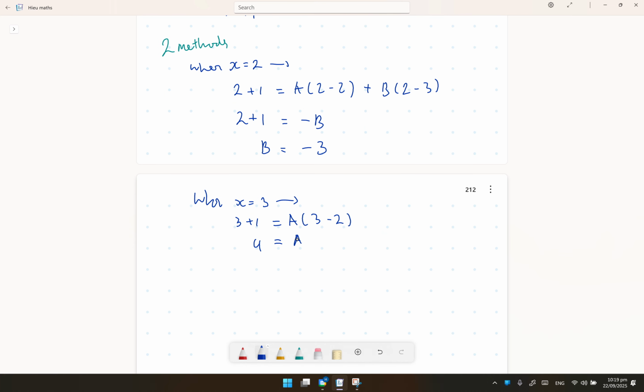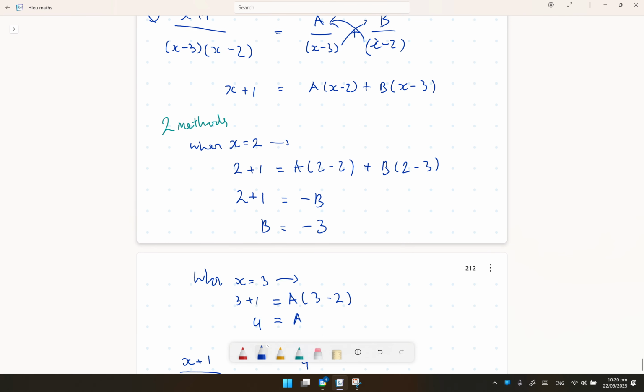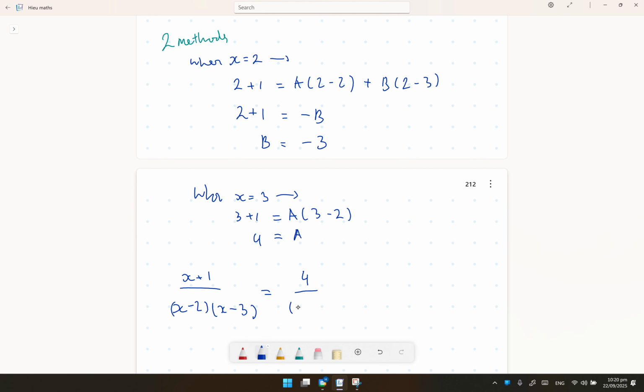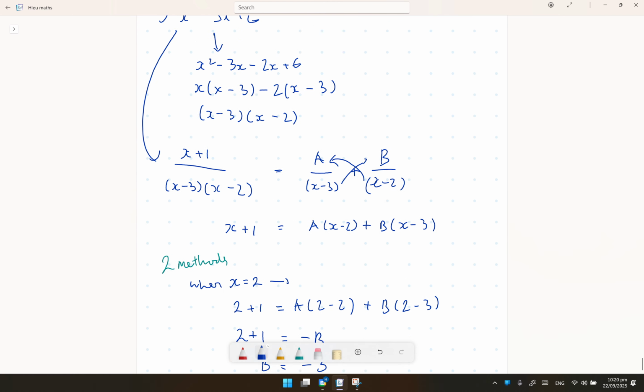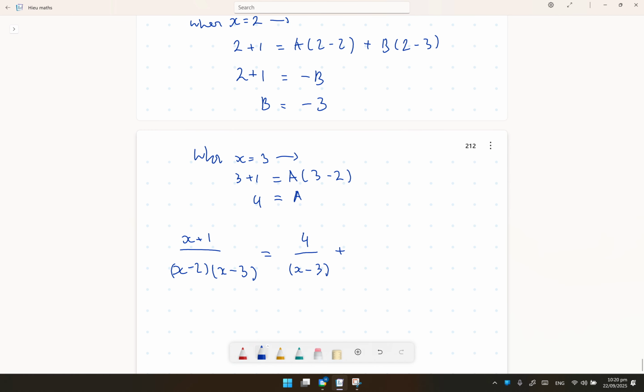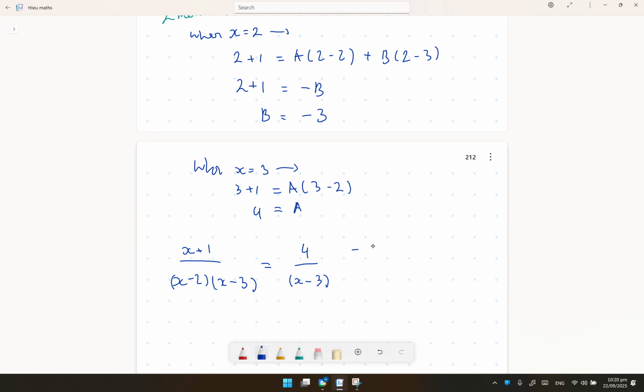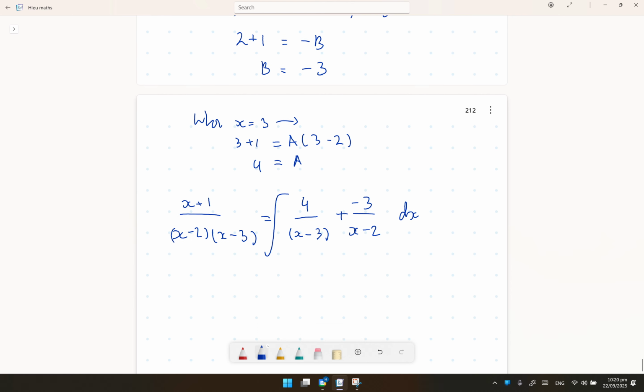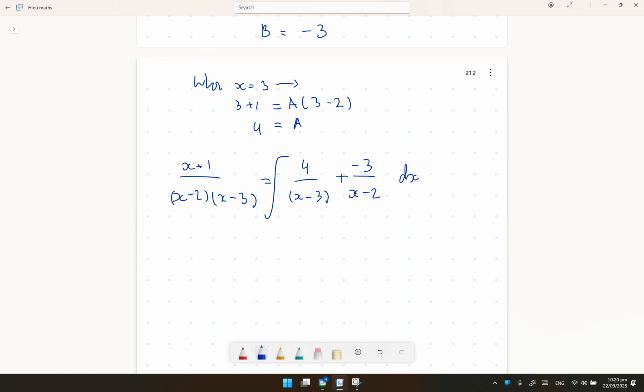We found b equals minus 3 and a equals 4, so we can rewrite x plus 1 over x minus 2 multiplied by x minus 3 as 4 over x minus 3 plus b over x minus 2, and b is minus 3. So it would be minus 3 over x minus 2. And now the integration of that will be quite simple. It'll just be like ln x with an extra multiplication.